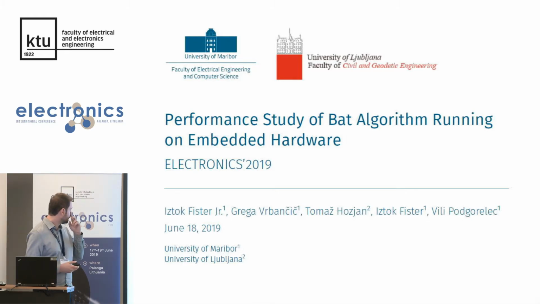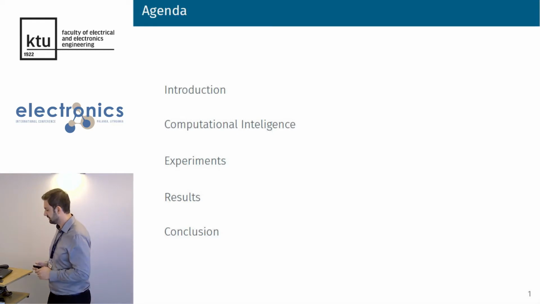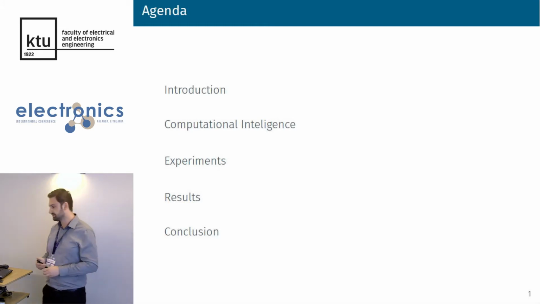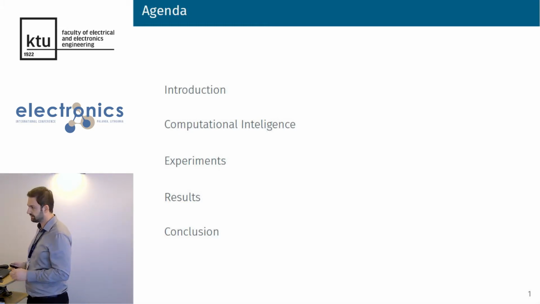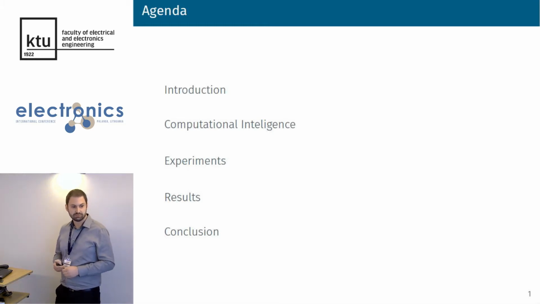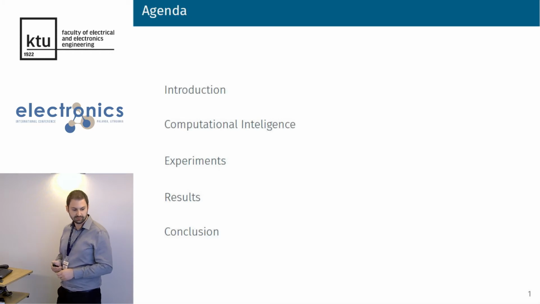So, here's the short agenda of my presentation, which is structured as follows. Firstly, we'll go through the introduction and describe the problem which we are addressing. Then I'll present to you quickly the computational intelligence, more specifically the BAT algorithm itself. Then I'll present to you our performed experiments and the experimental settings. Afterwards, we'll take the results of the conducted experiments, and finally, I'll conclude my presentation with some final thoughts and possible future work.